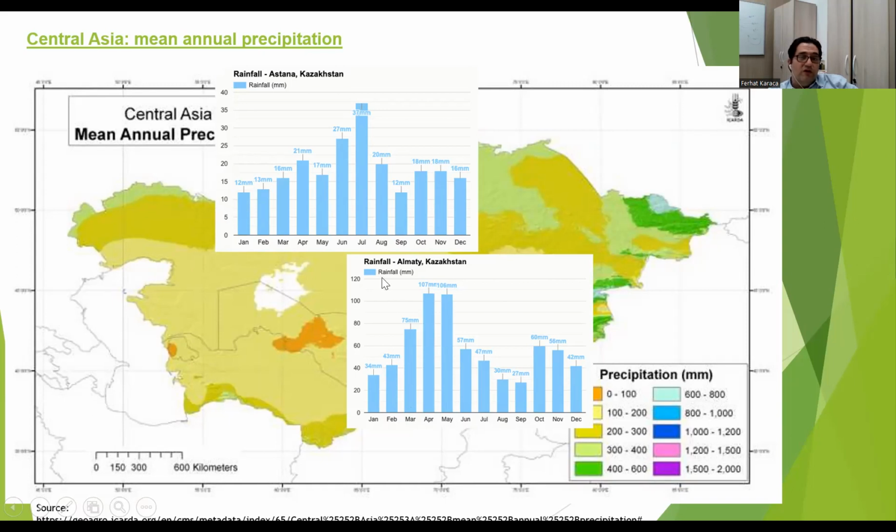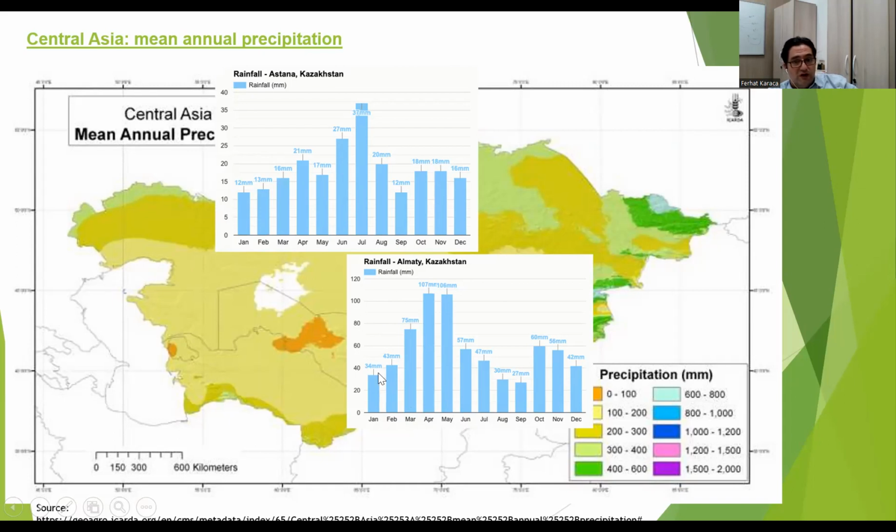So while you are making a design for a building or any infrastructure, you should take these two data into account, and the specifications of the buildings and the drainage systems are going to be different for Astana and Almaty. So if you design a drainage system, for example, a runoff water collection system, it is definitely going to be different in Almaty than Astana.